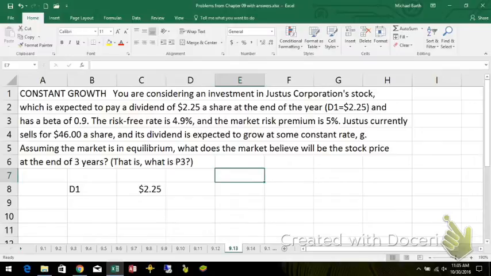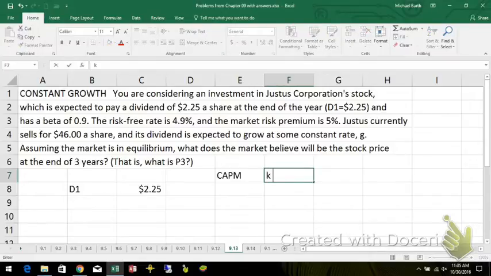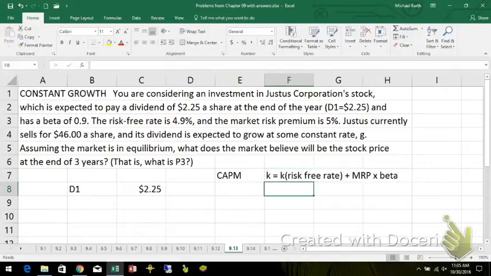If you remember, the capital asset pricing model, which was introduced in Chapter 8, says that the expected rate of return, required rate of return on a share of stock is the risk-free rate plus the market risk premium times that stock's beta. All right? That's the capital asset pricing model.